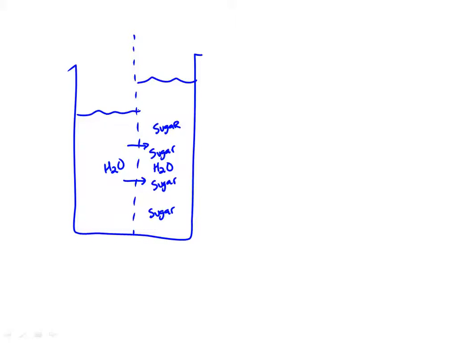Oh, not YouTube. So we go from low solute to high solute. And what that does is that difference in height of the water, that's what we define as osmotic pressure.